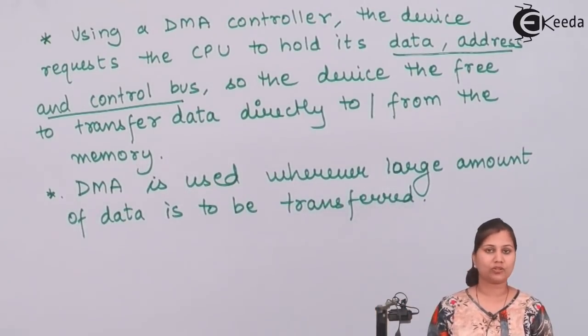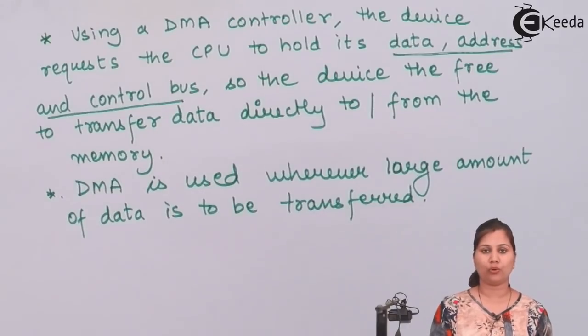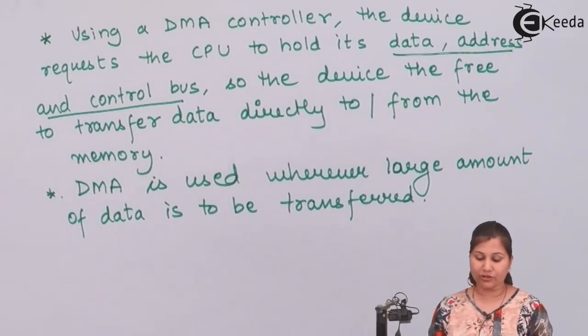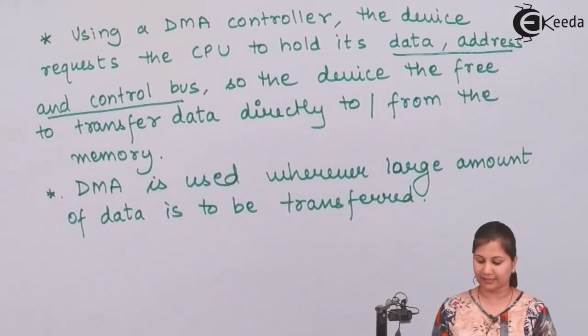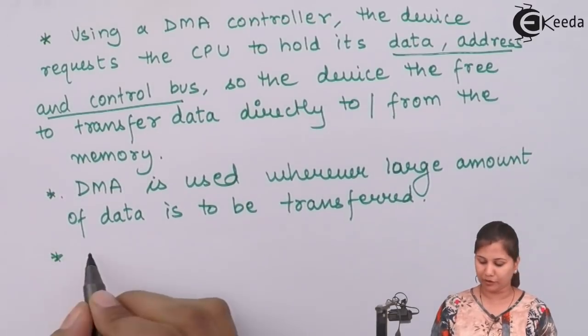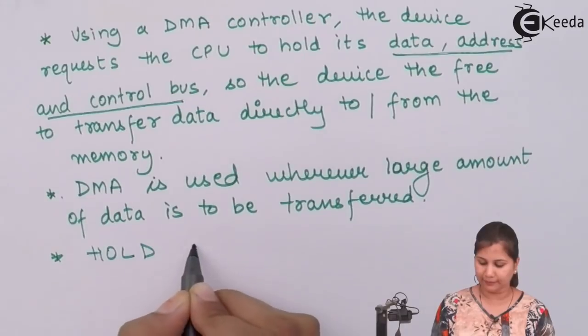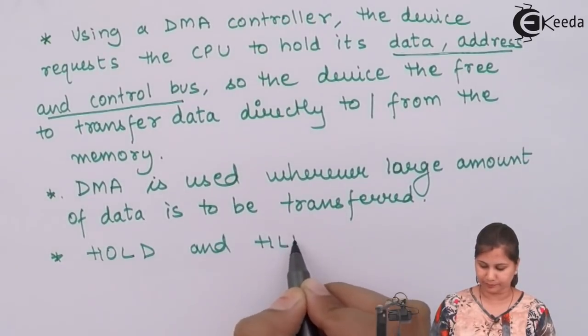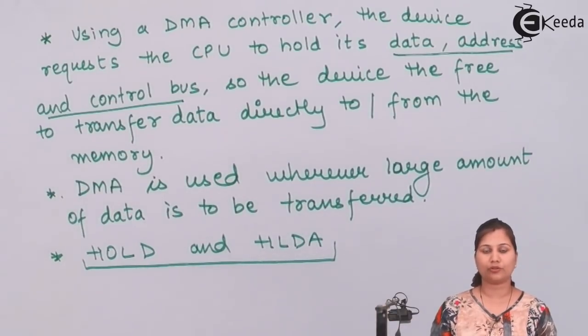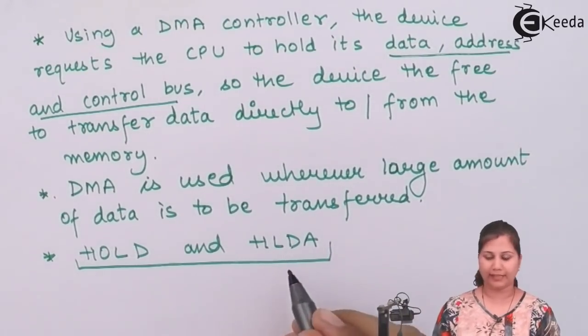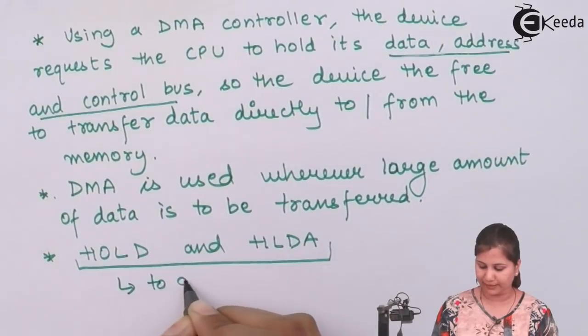Now, this DMA is transferring the data by having control of the buses of the processor. So how does this DMA controller get the control? The data transfer is initiated by the HOLD and HLDA signals. There are two signals in the DMA known as HOLD and HLDA. These two signals are used by the DMA to get control of the buses of the CPU.